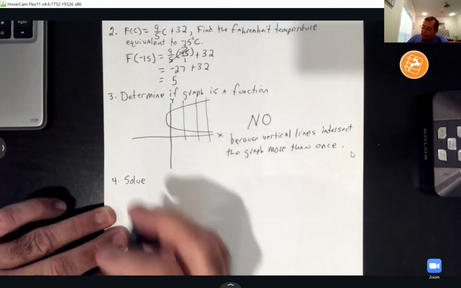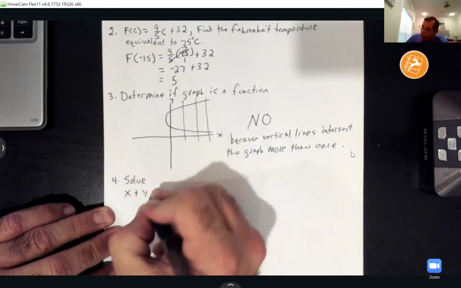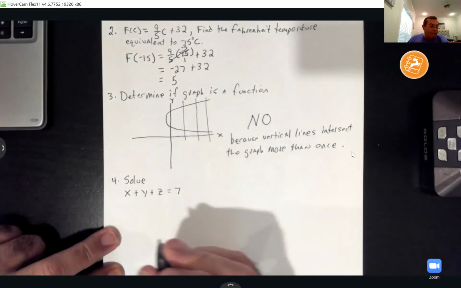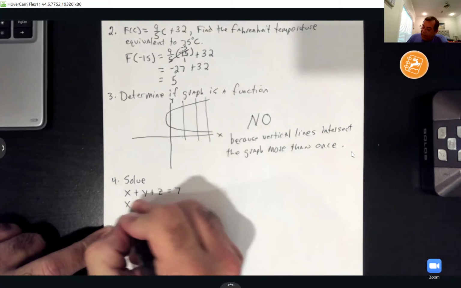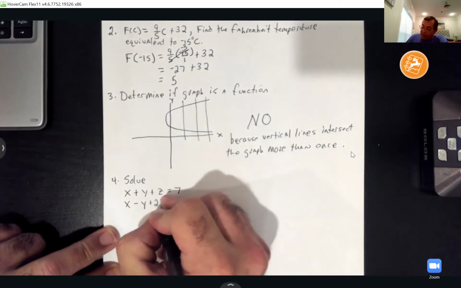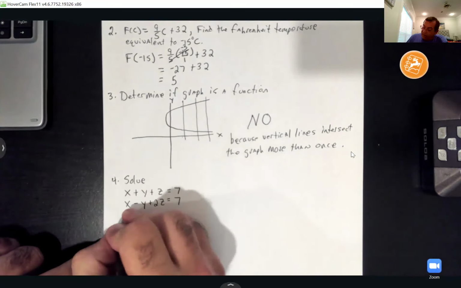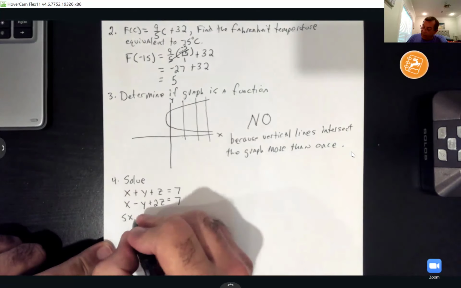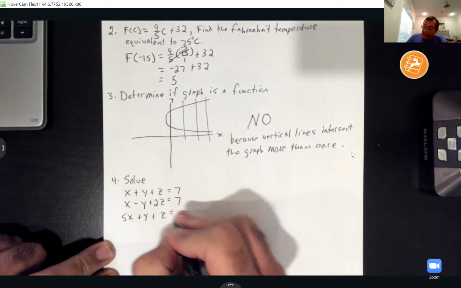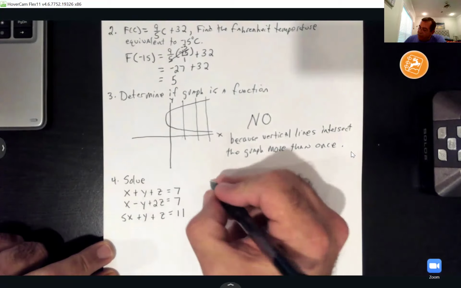All right, number 4 wants us to solve, and it is a matrix. x plus y plus z equals 7. x minus y plus 2z equals 7. 5x plus y plus z equals 11. So I'm going to solve this using the matrix.